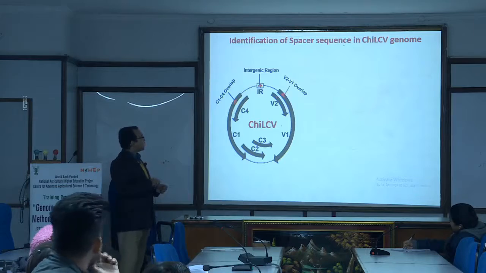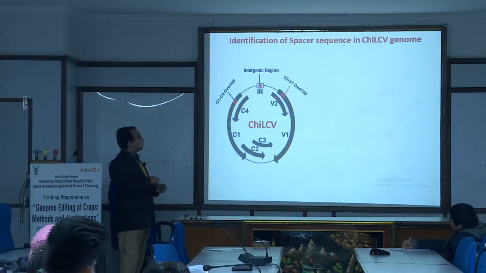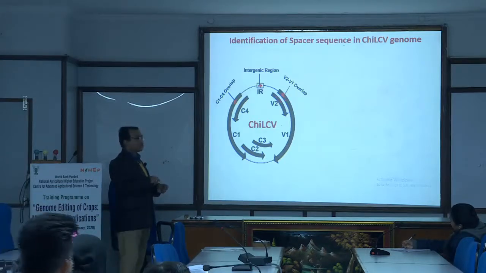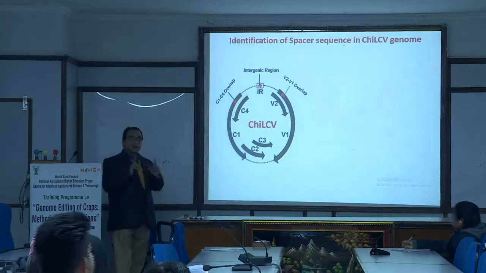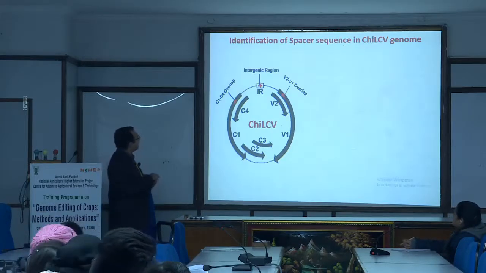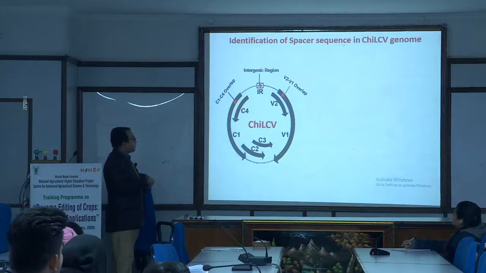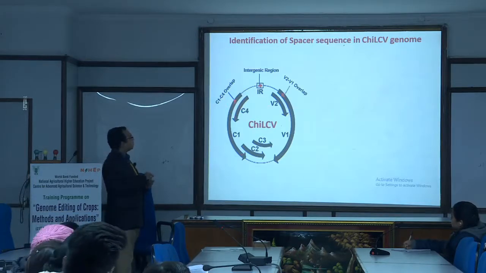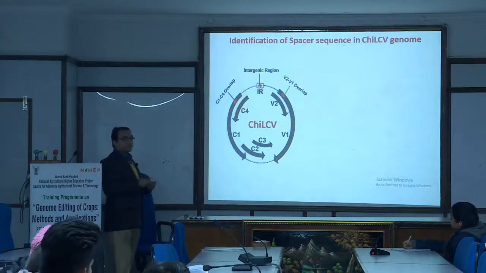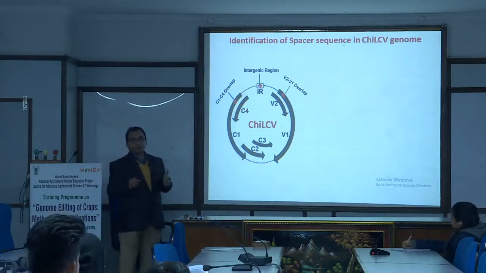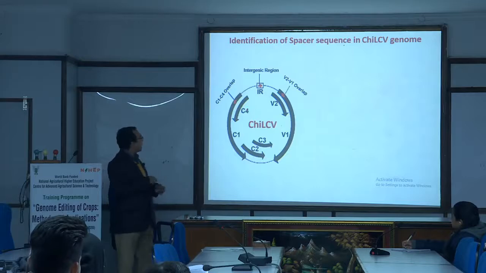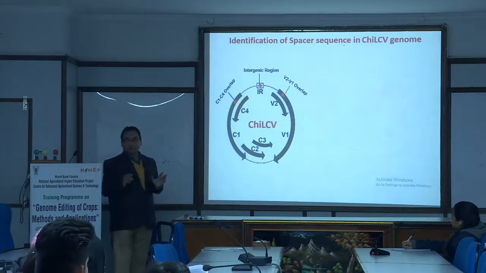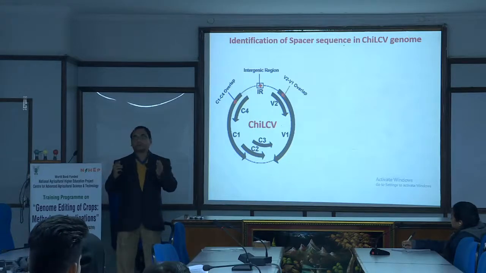So, we chose a region which overlaps between V2 and V1, so that if we target this region, we can directly target 2 ORFs at a time. Similarly, we target C1 and C4; C1 is the replicase protein and C4 is again a suppressor protein. If we target the suppressor protein, it will weaken the virus's ability to resist the silencing, as well as replication and coat protein. So, all these three important regions we chose first, to develop the spacer sequences.